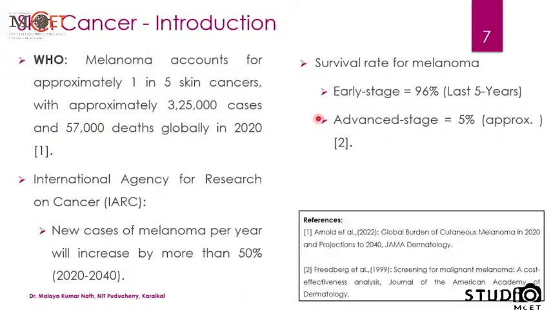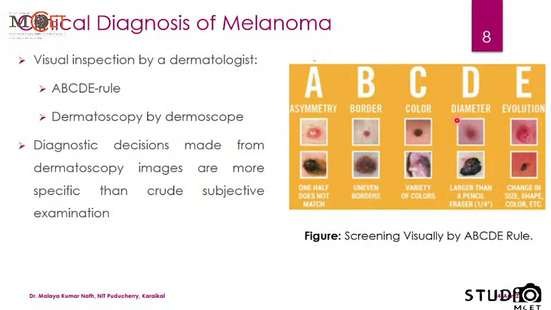If we look into the survival rate based on the statistics, if the disease is detected at an early stage, the five-year survival rate is almost 96%. If it is detected at an advanced stage, the survival rate reduces to nearly 5%. Before deep learning, the doctors, that is the dermatologists, identified skin cancer based on certain rules, known as the ABCD rule. This ABCD rule identifies skin cancer based on asymmetry, border, color, diameter, as well as evolution.